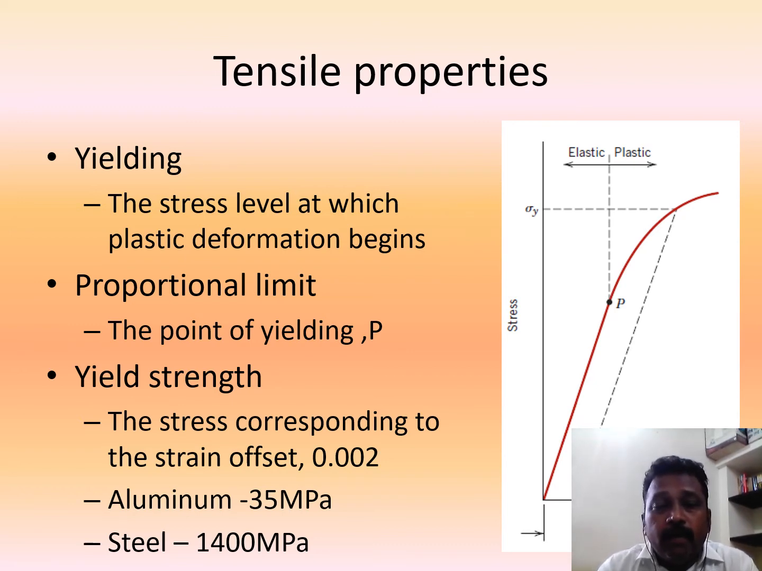Regarding the yield strength, the stress corresponding to the strain offset of 0.002, for aluminum the yield strength will be 35 megapascal, whereas for steel, as you can see in the figure, it is 1400 megapascal. That is the yield strength of the two materials.